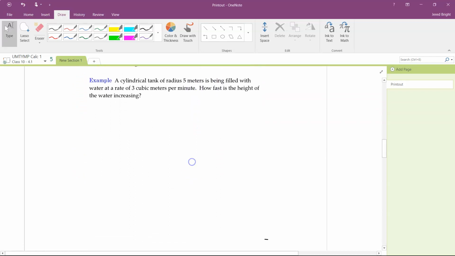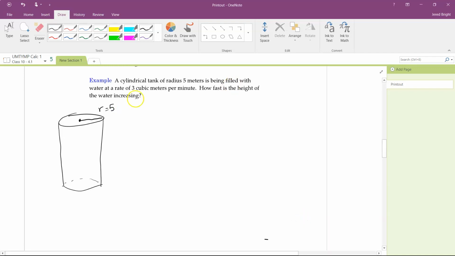All right, first example. A cylindrical tank. Okay, I'm going to stop there. I read it. I'm going to draw a cylindrical tank. Okay, here's my cylindrical tank. Radius 5 meters. Here's a radius. And at our moment, we know that radius is 5. But that's at our moment. Again, I'm not going to use that right now.